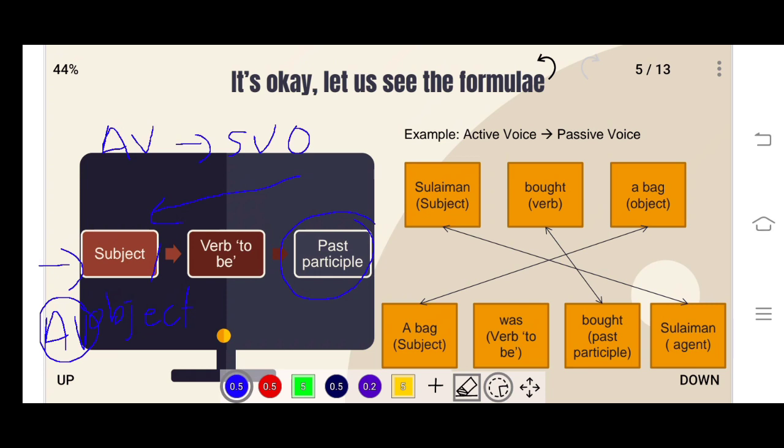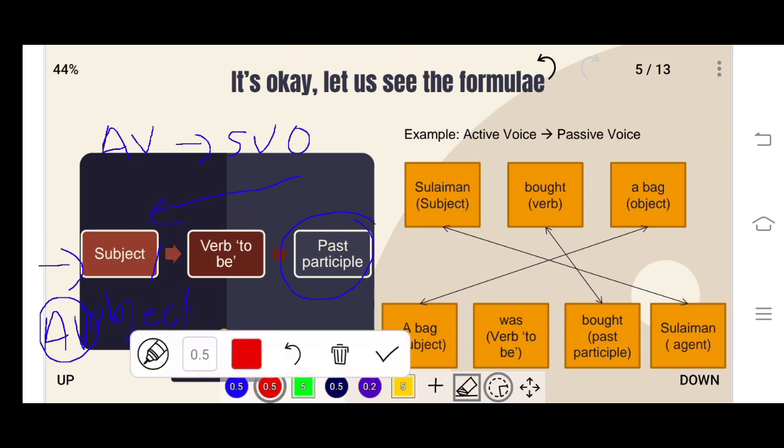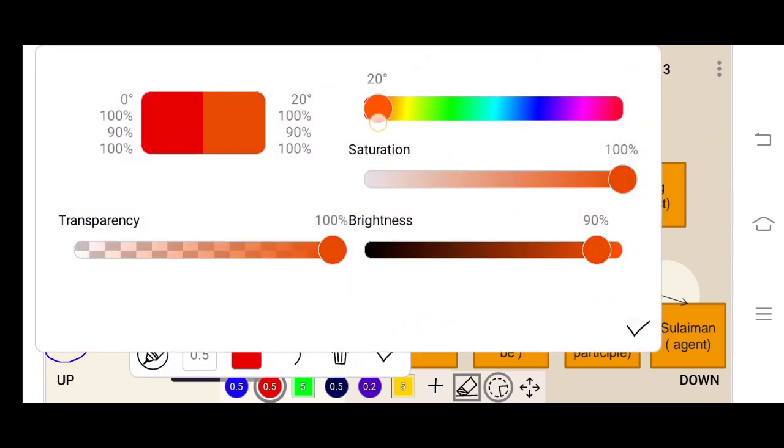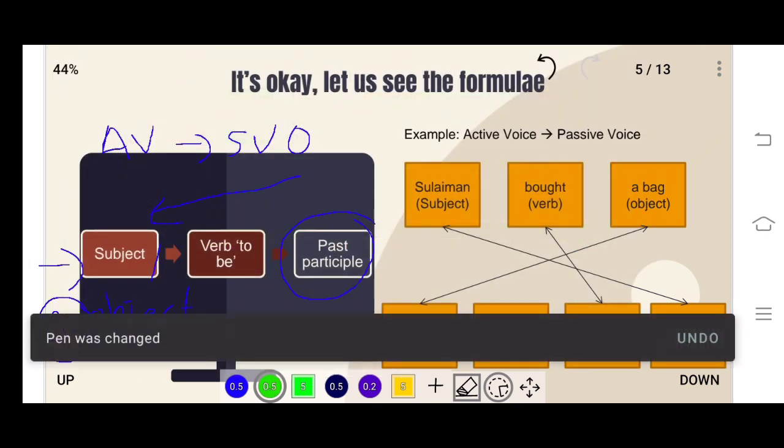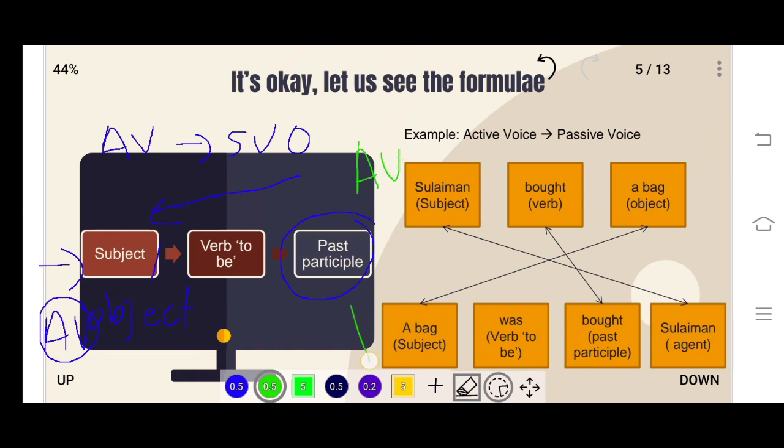Okay, the first one we have here, the active voice. Wait, change the color. Okay, so here we have the active voice example, and this is passive voice. From the active voice, we have the subject, verb, object. Okay, the first one is: Sulaiman bought a bag. Okay, that is the normal sentence, or active voice.